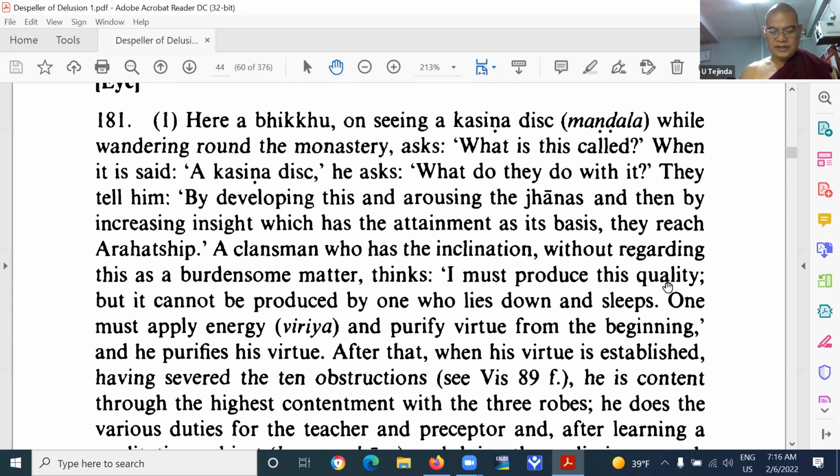After observing sila, he cast away all the obstacles. He prepared everything to practice. But we cannot follow this now. He used only the three robes. He was content with three robes only.